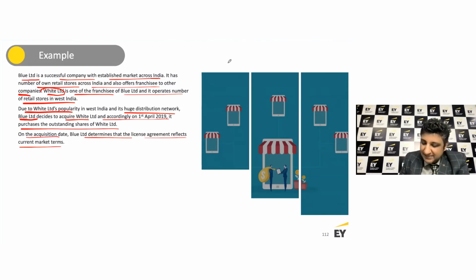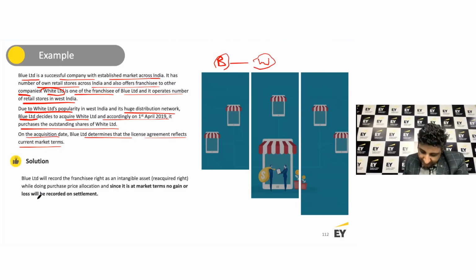So there are pre-existing relationships between Blue and White, right? So effectively they would get cancelled with each other, and there would not be any gain or loss recognized because the value of the license itself is measured at its market price. So that's something which is going to be the story around that.